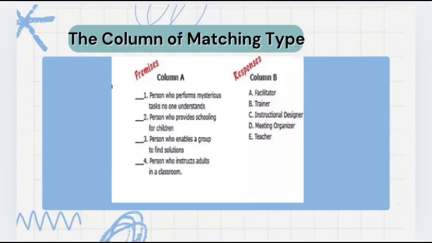So now let us proceed to the columns of matching type. As you can see in the picture below, column A is called the premises column, the column for which the match is sought, and the items are numbered. On the right side is called the response column, the column from which to choose the match, and it is labeled with capital letters.